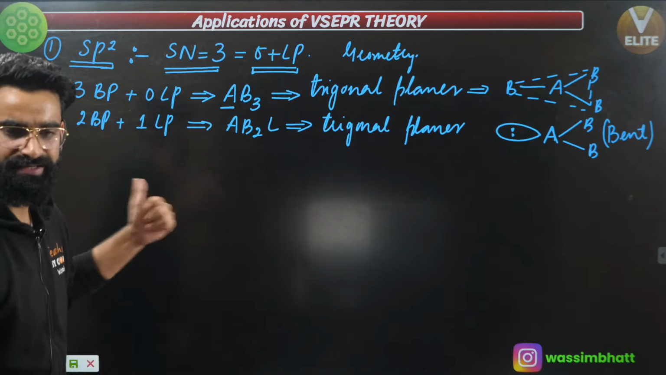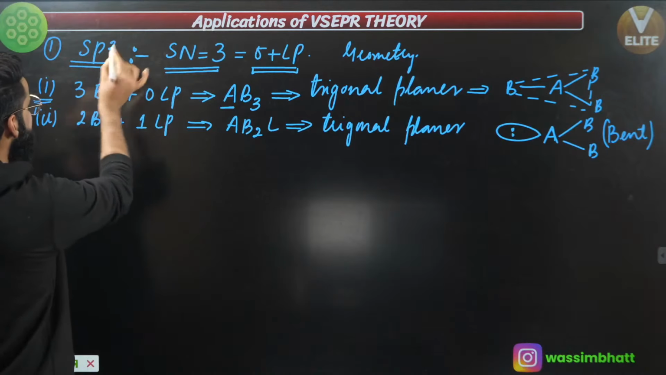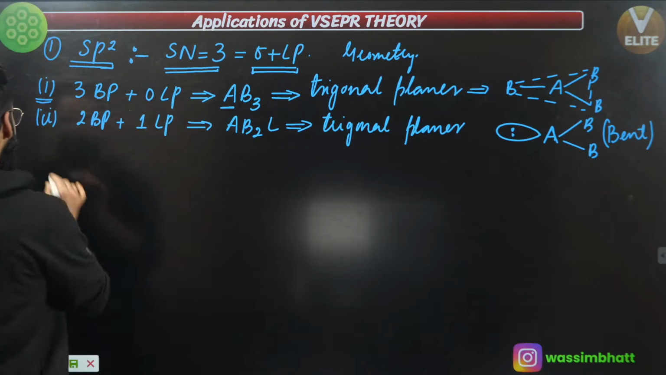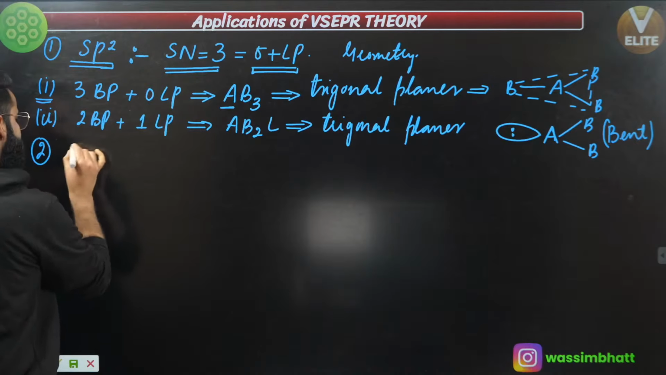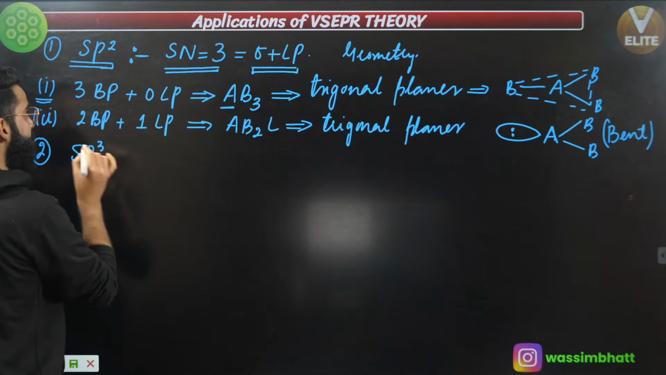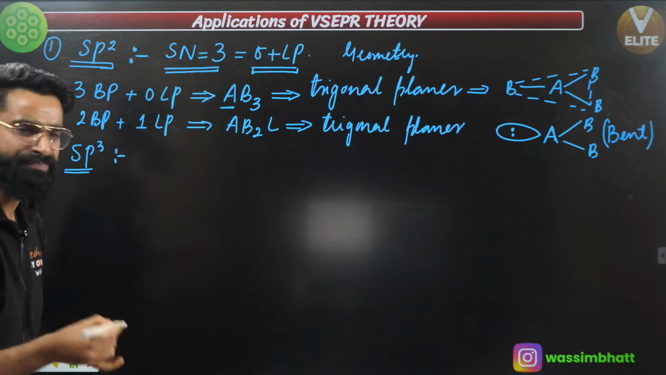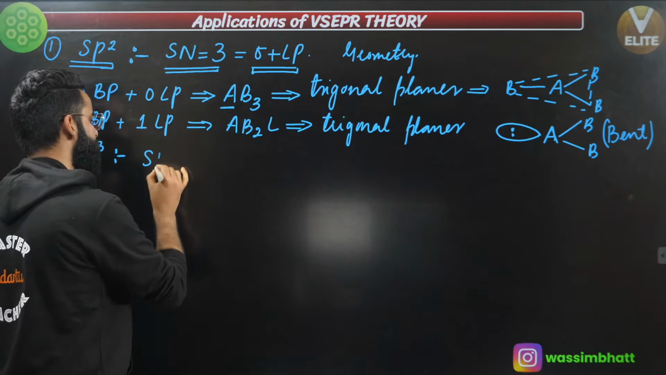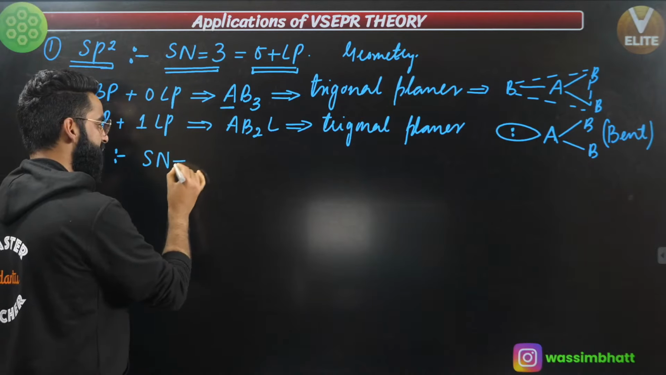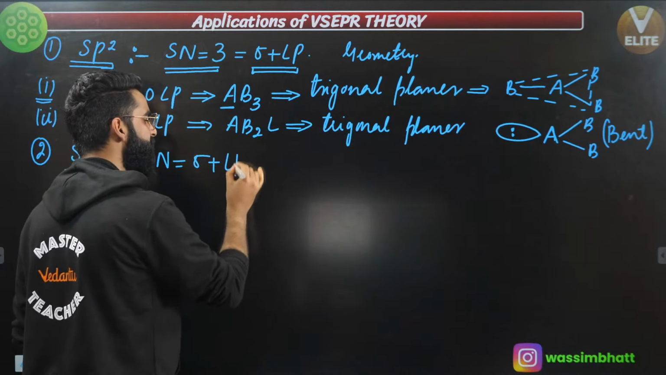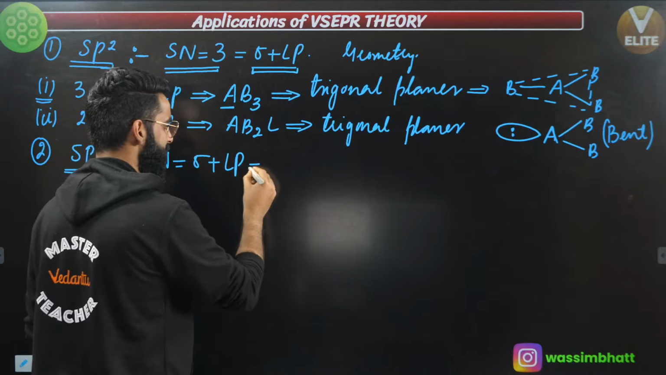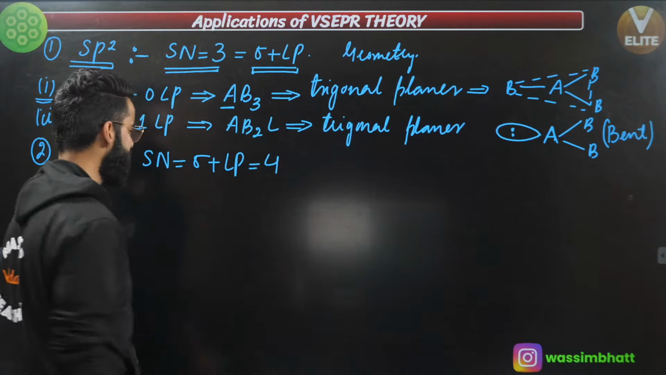Perfect? Exactly. Now people, this was about sp2 hybridization, okay? Now let's talk about the second one, that is sp3 hybridization. If sp3 hybridization is involved, that means steric number is 3. Sorry, steric number is 4. Steric number means sigma bonds plus lone pairs, or you can say bond pairs plus lone pairs. Steric number is 4, correct?